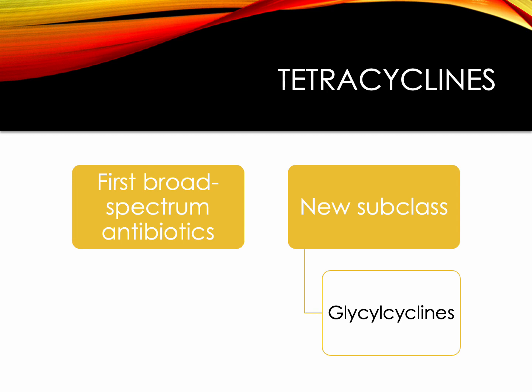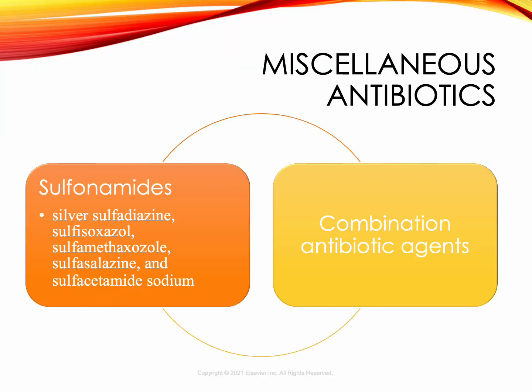Now, some bacteria have developed a resistance to tetracycline, and these include MRSA, VRE, and Pseudomonas. They are primarily used to treat acne and rickettsial infections. A subclass of tetracyclines does exist, and those are called glycylcyclines, and these were designed to overcome bacterial resistance.